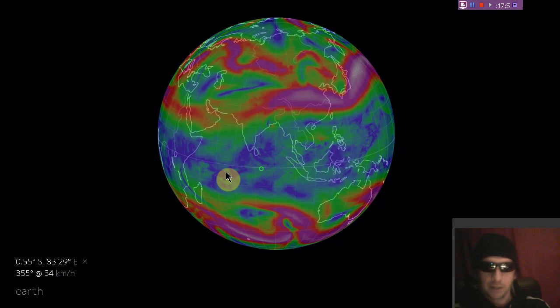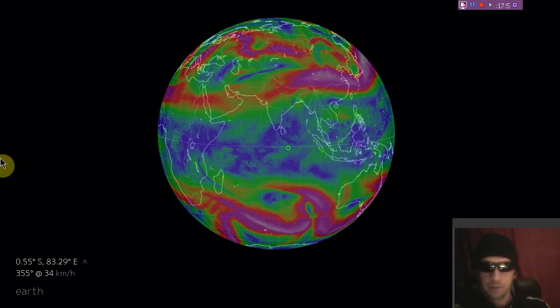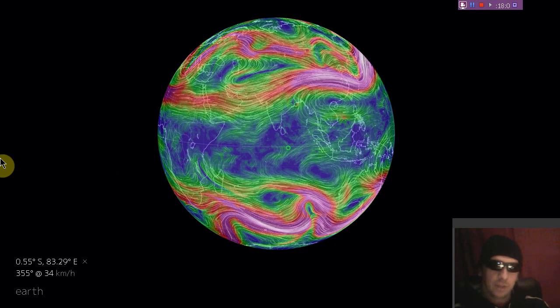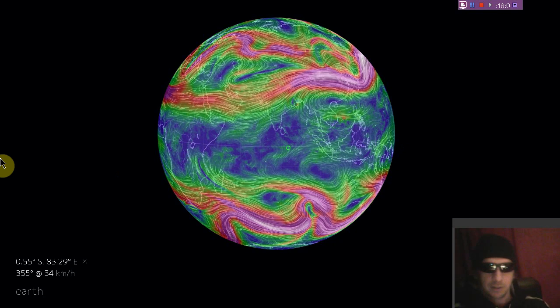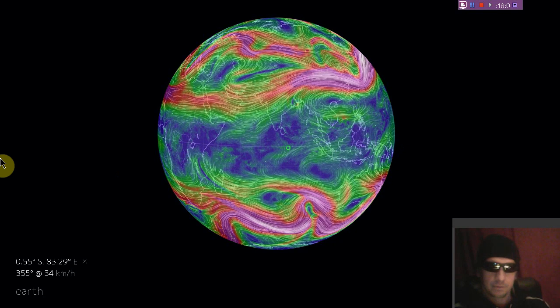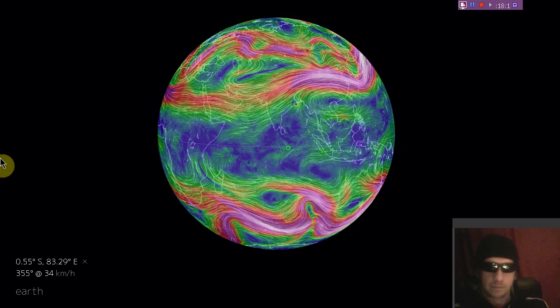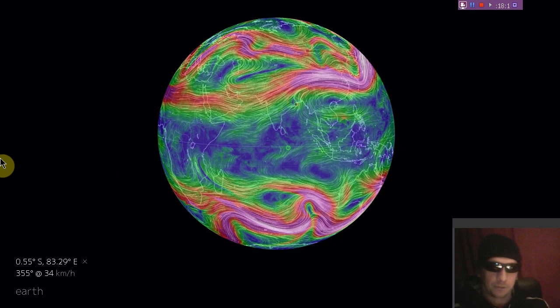Let's look at the eastern world's jet streams before we move on. And there's the eastern world. Look at the extreme bends in the southern hemisphere, as well as doubled up and tripled up jet streams in the north.